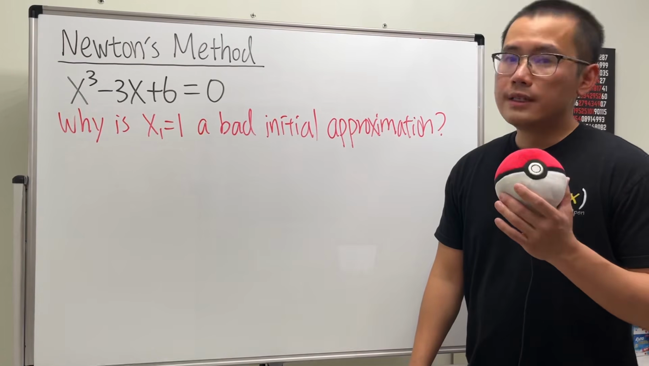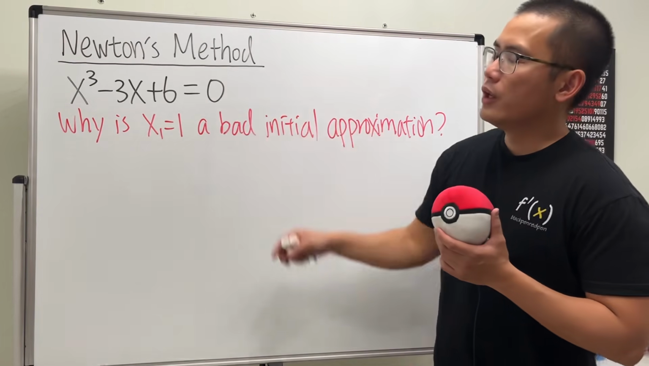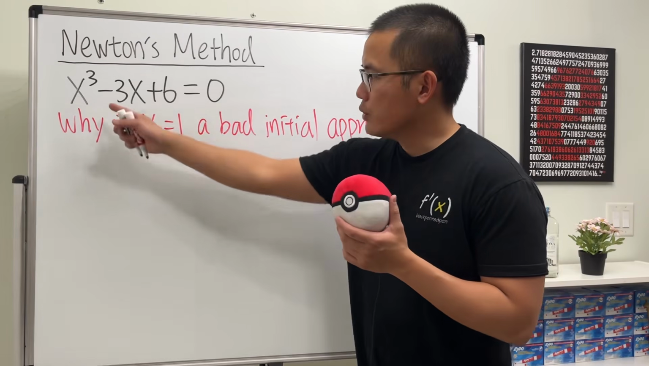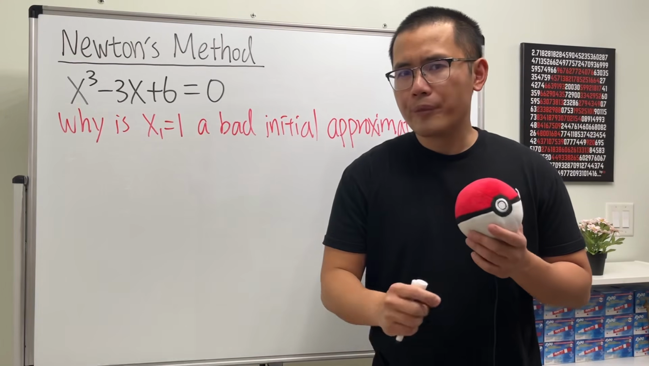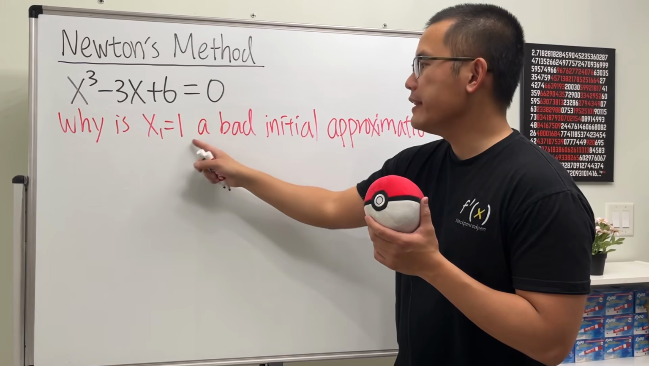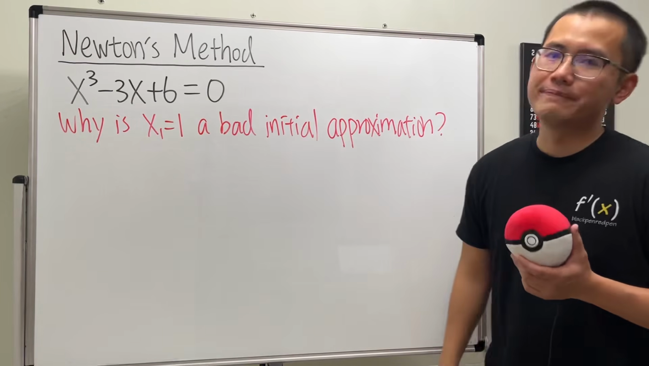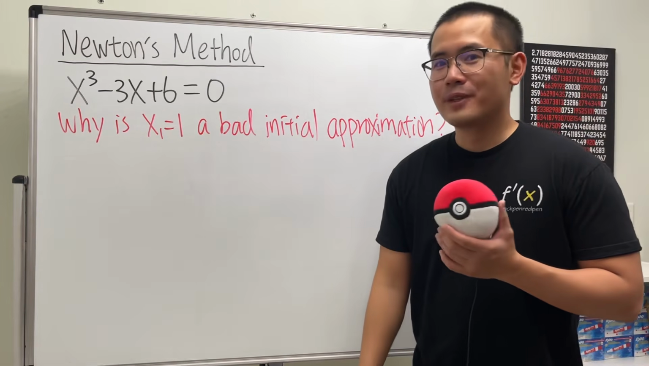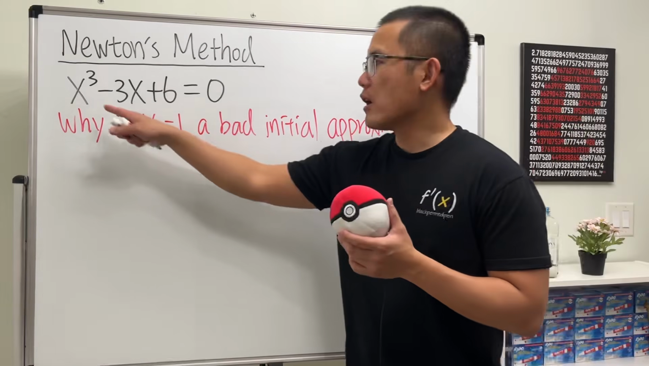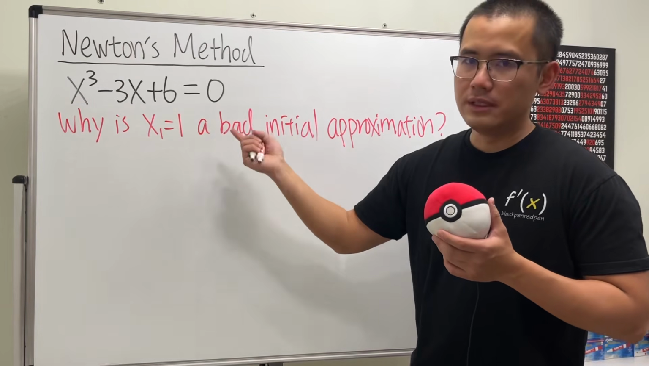Okay, here's the question. Suppose we're trying to use Newton's method to get an approximation for the roots to this equation. We would like to know, why is x1 equals 1 a bad initial approximation? What do you guys think? Well, here's the deal. First off, we want the equation to be 0. This is equal to 0.